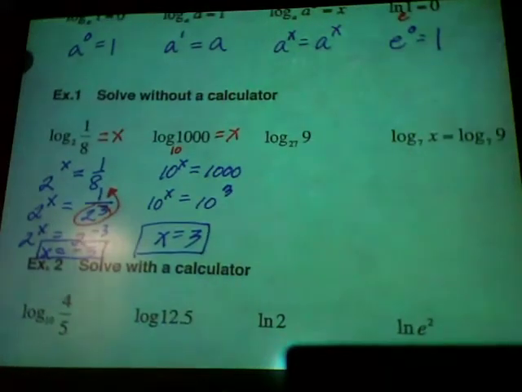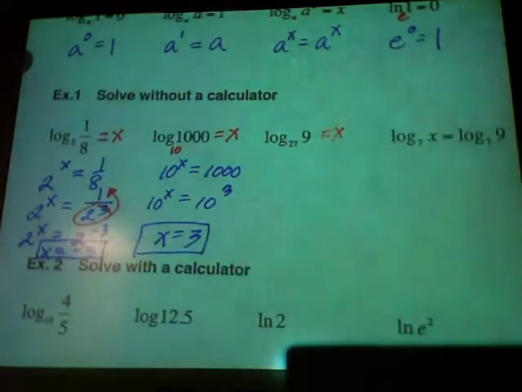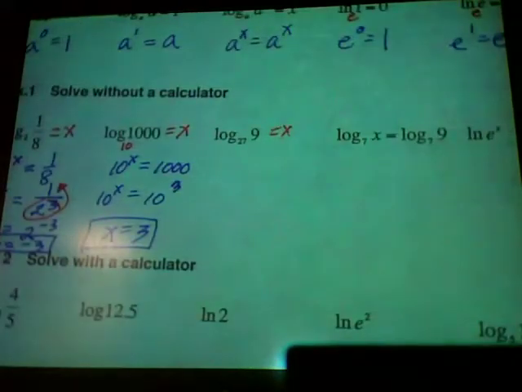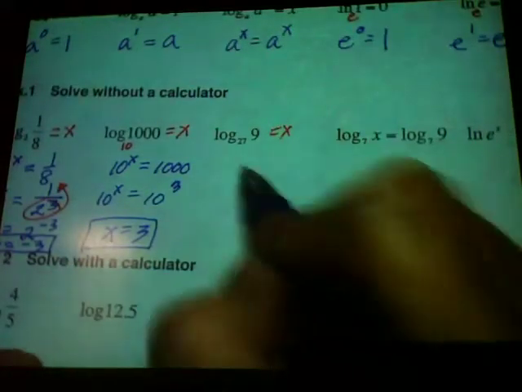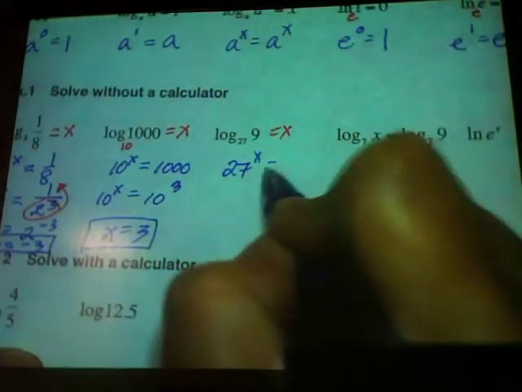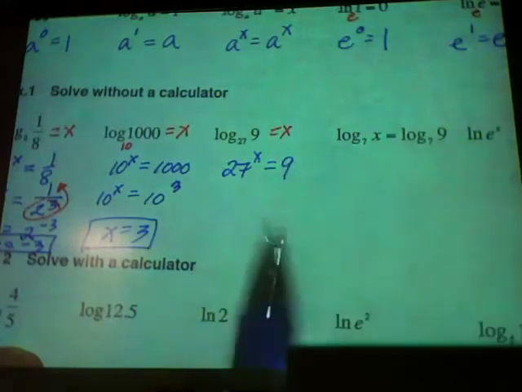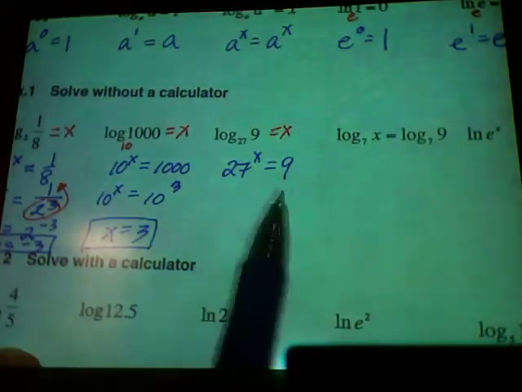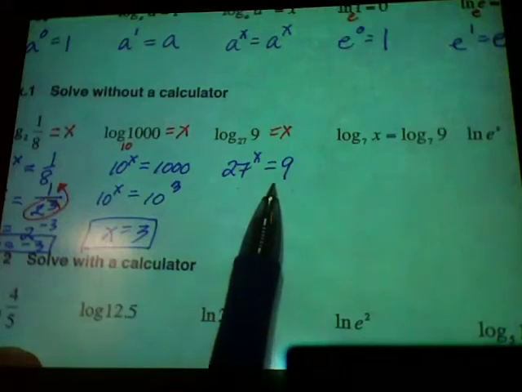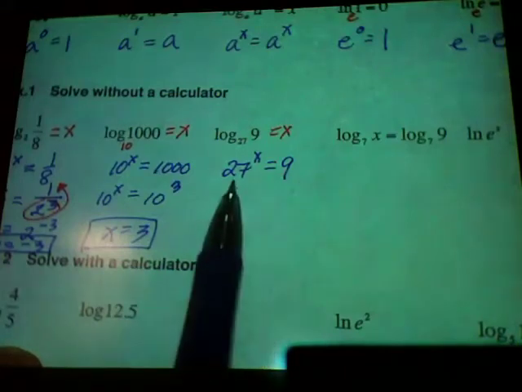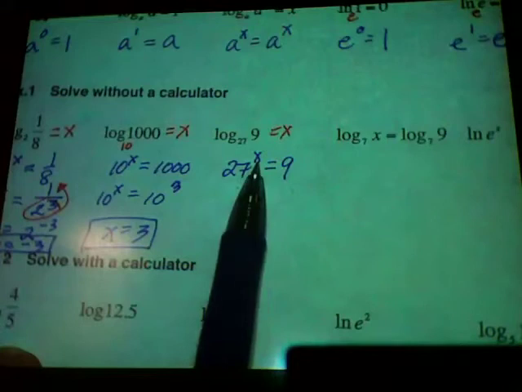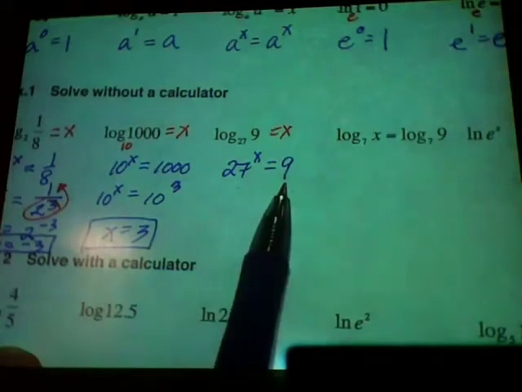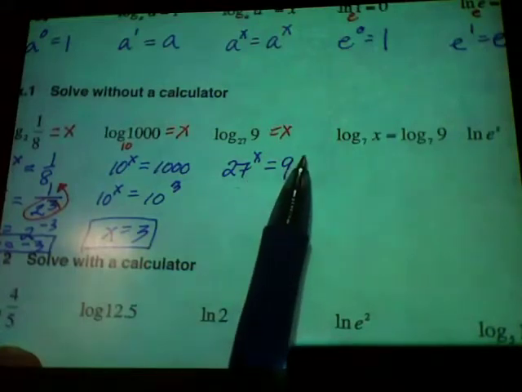So again, we're going to let this one equal x, right? So what to the what? 27 to the x equals 9. Can you convert both of these to the same exponent? Well, yeah, it's going to have to be the same base. If I can convert this to 9 to the something, I would, or if I can convert that to 27 to the something, I would, but I can't, right?